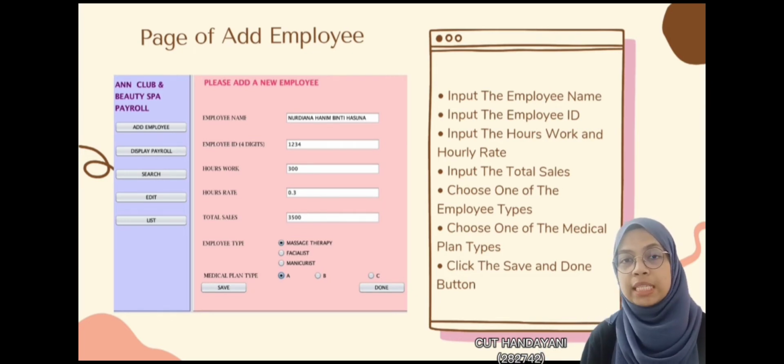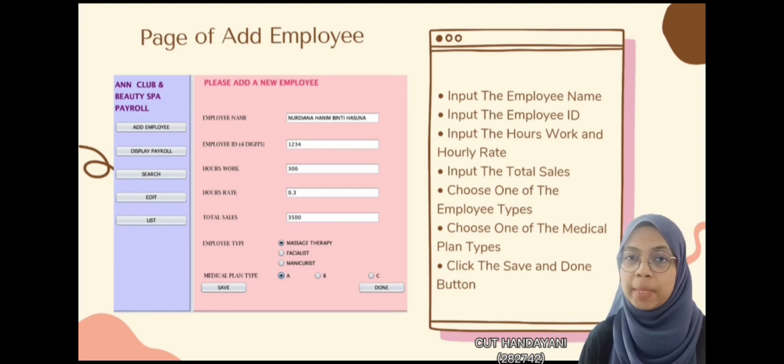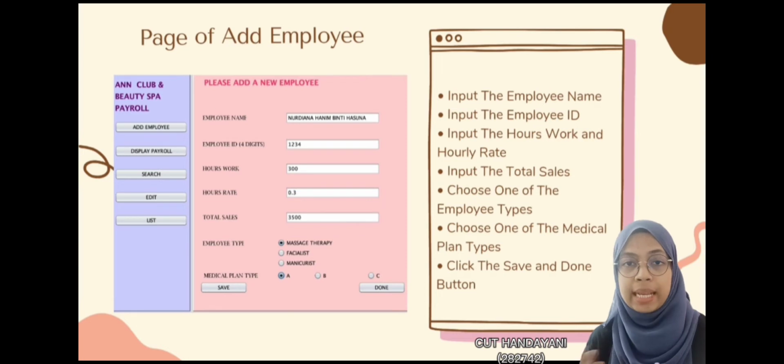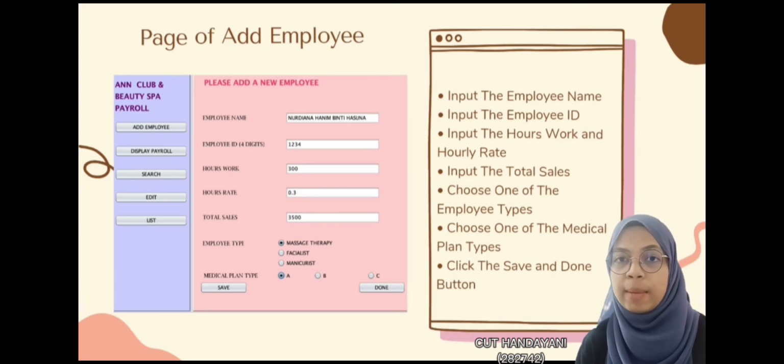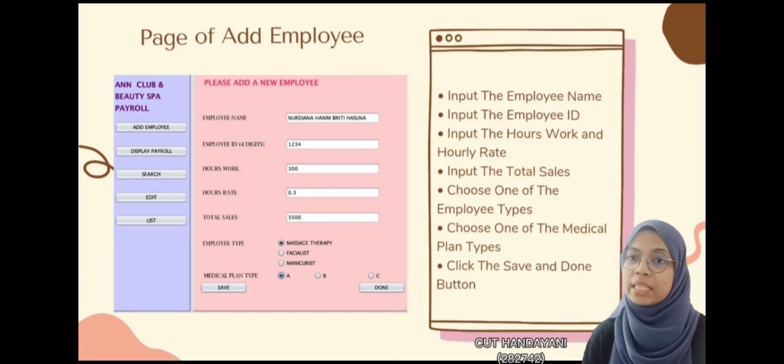The first step a user needs to do is enter the employee's name. There is a blank box or text field accompanied by an employee name statement next to it, which requires the user to fill in the box with the name of the employee who wants to see his or her payroll system.